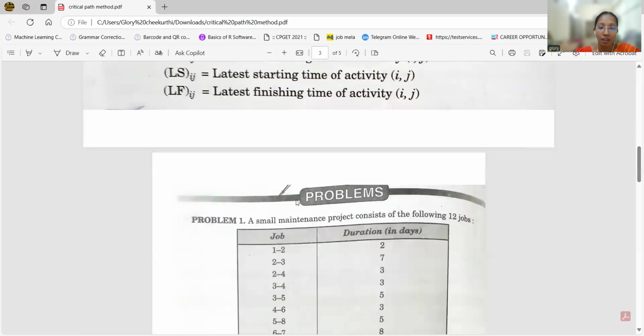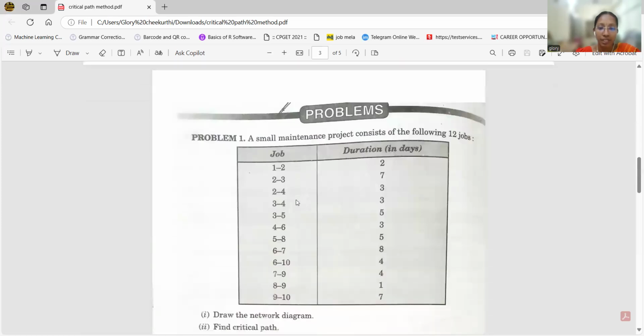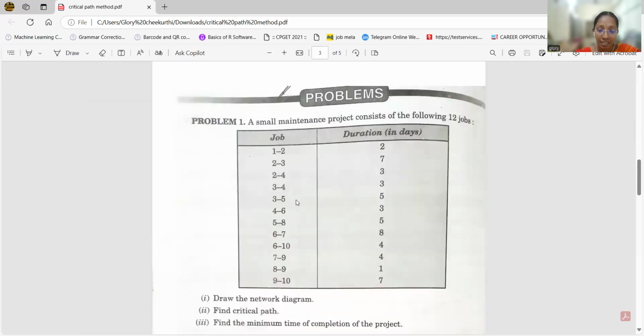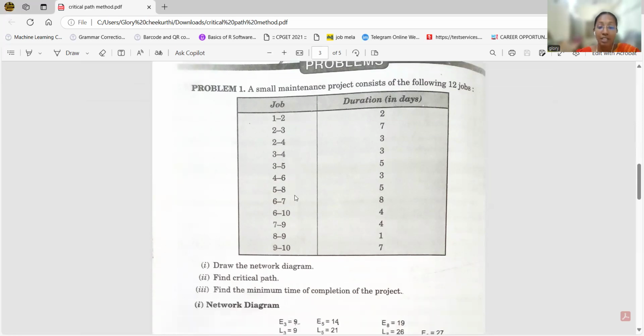So we have one problem. We have to convert the problem into a network diagram, find the critical path, and find the minimum time for completing the project. A small maintenance project consists of the following 12 jobs: 1 to 2, 2 to 3, 2 to 4, 3 to 4, 3 to 5, 4 to 6, 5 to 8, 5 to 6, 6 to 7, 6 to 10, 7 to 9, 8 to 9, 9 to 10.